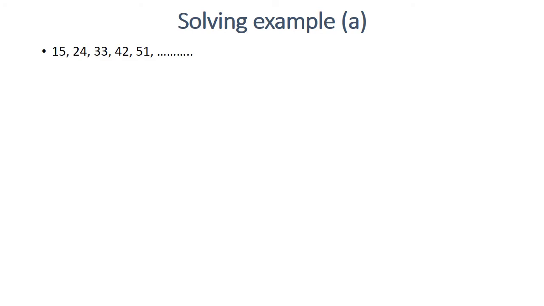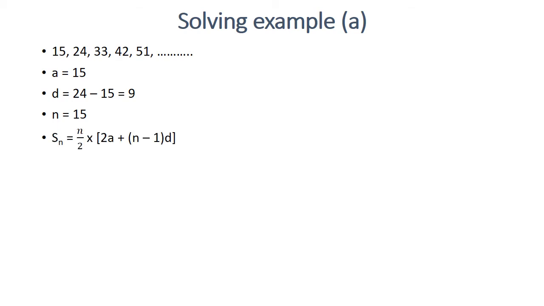Let us solve example A. This was the sequence. From this we learn that a is equal to 15, d is equal to a2 minus a1, 24 minus 15, that is 9, and n is equal to 15. How do we know n is equal to 15? Because in the question they have clearly mentioned sum up to 15 terms. Since we don't know the 15th term, we'll use the second formula to find the Sn. We'll substitute the values: in place of n we'll write 15, in place of a also 15, and in place of d we'll write 9.